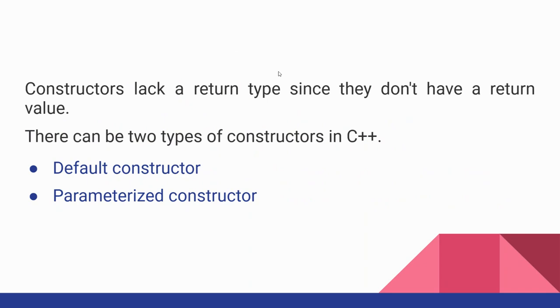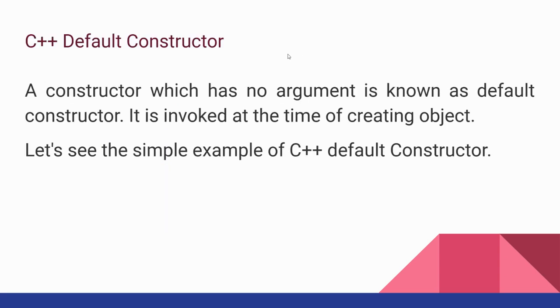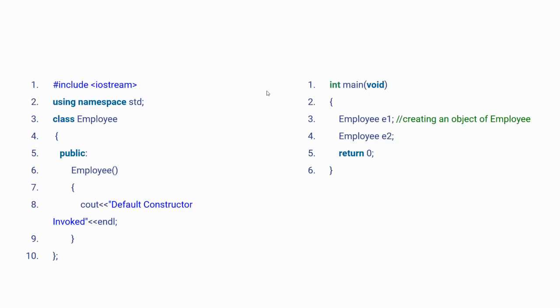There are two types of constructors in C++. The first one is the default constructor, the second one is the parameterized constructor. C++ default constructor: a constructor which has no argument is known as a default constructor. It is invoked at the time of creating the object. We will see a simple example of a C++ default constructor.